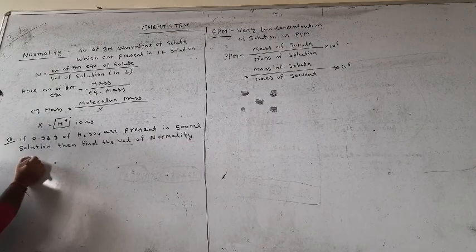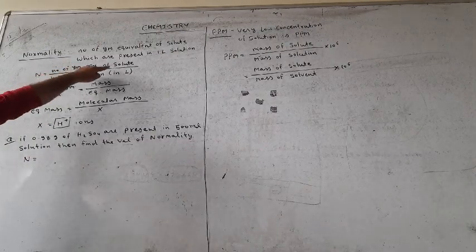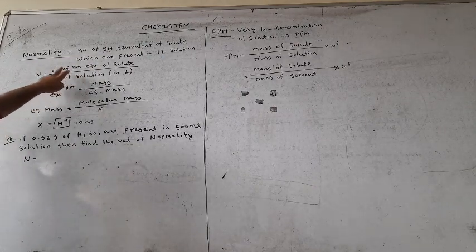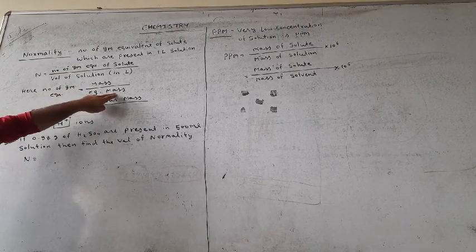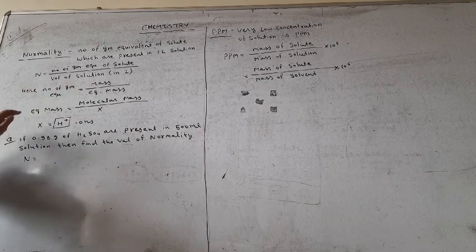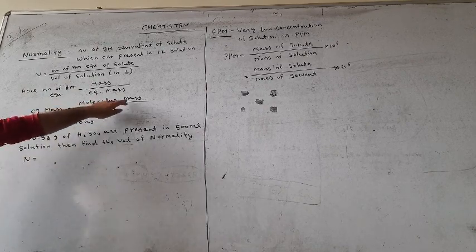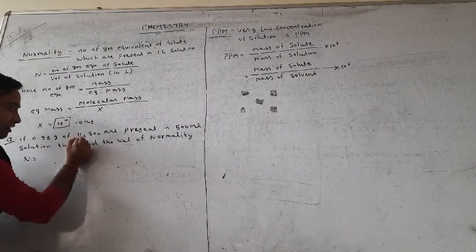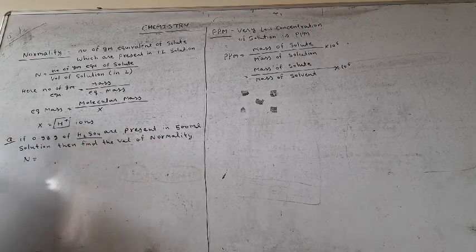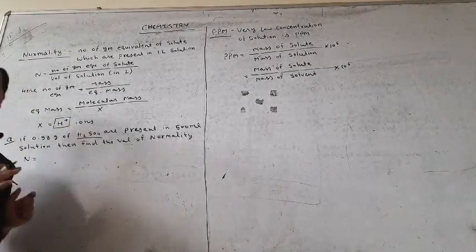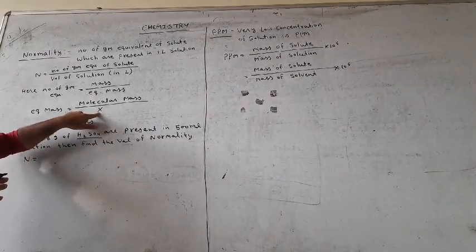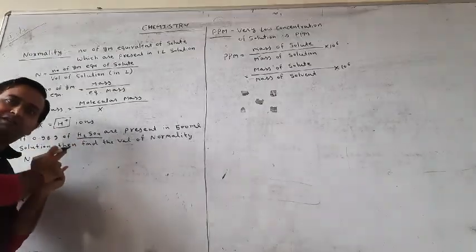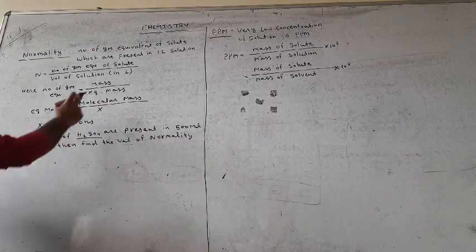Here N is equal to the number of gram equivalents of solute. The number of gram equivalents is mass upon equivalent mass. Equivalent mass is molecular mass upon x. x is the number of H+ ions, meaning how many hydrogen ions are present in H2SO4. You can see H2 means 2 hydrogen ions are present, so the value of x is 2.